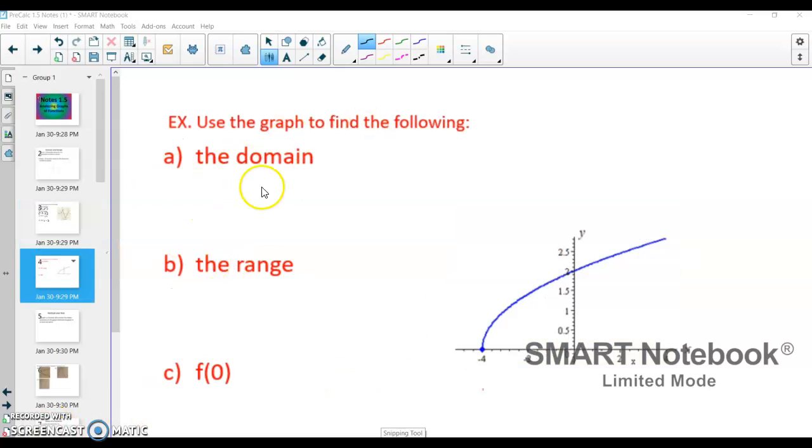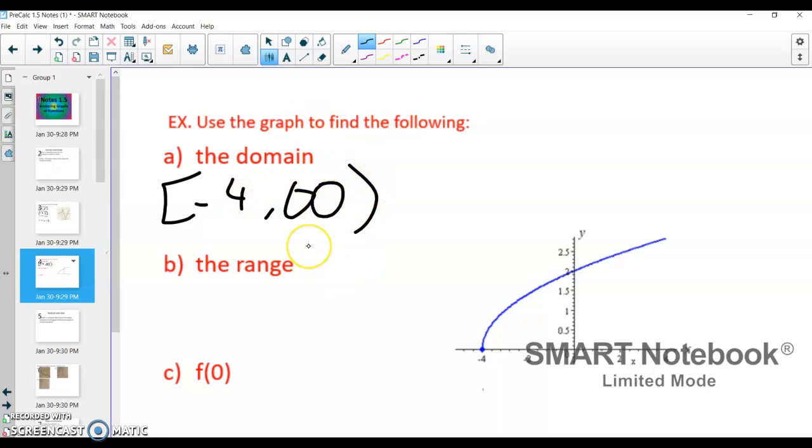Moving on to this problem, we have the domain, the range, and evaluating at f of 0. The domain here, again, it's from left to right. Our furthest left point is at -4, and that's a closed dot there. And so we start back at -4, and we go off to the right to infinity. And so we say -4 to infinity, and we use a parentheses for infinity because that's not a point we can reach, and so we have to use the parentheses.